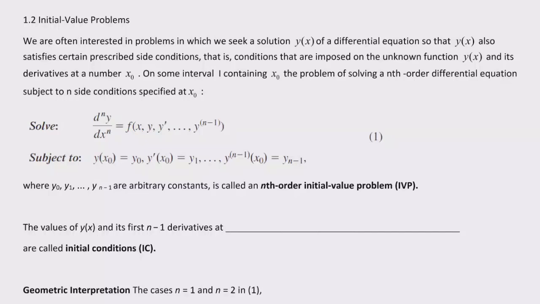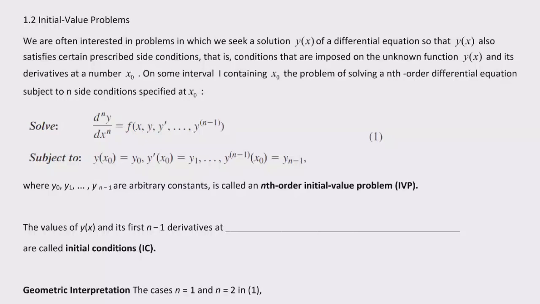All right, we are often interested in problems where we seek a solution of a differential equation so that it also satisfies prescribed side conditions, that is, conditions that are imposed on an unknown function and its derivatives at a given number. On some interval containing that number, the problem of solving an nth order differential equation is subject to n side conditions specified at a given point.